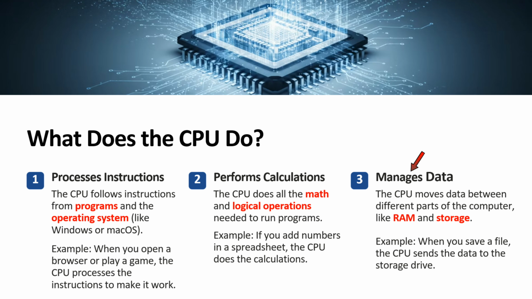Third point is manages data. The CPU moves the data between different parts of the computer, like RAM and storage. For example, when you save a file, the CPU sends the data to the storage drive.